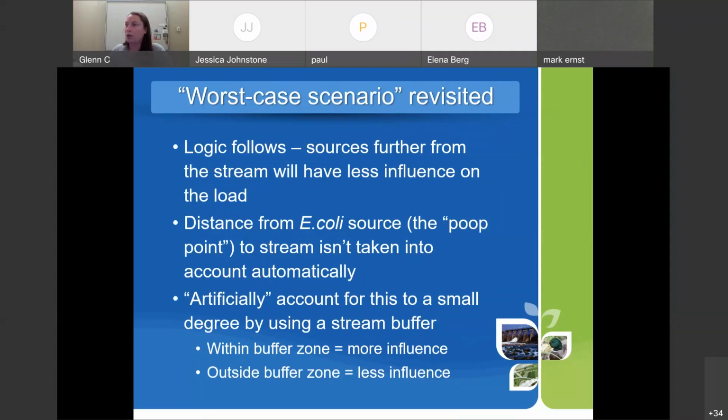Alrighty, so revisiting this, worst case scenario, we know that not everything produced on this landscape is going to make it to the river. The distance from the source to the stream isn't taken into account automatically. So Texas A&M, who was our contractor that worked through this, created a buffer zone of 100 meters or 330 feet, to show that anything within that buffer zone is going to have more influence and reach the stream, versus outside of that buffer zone is going to have less influence and most likely not reach the stream.